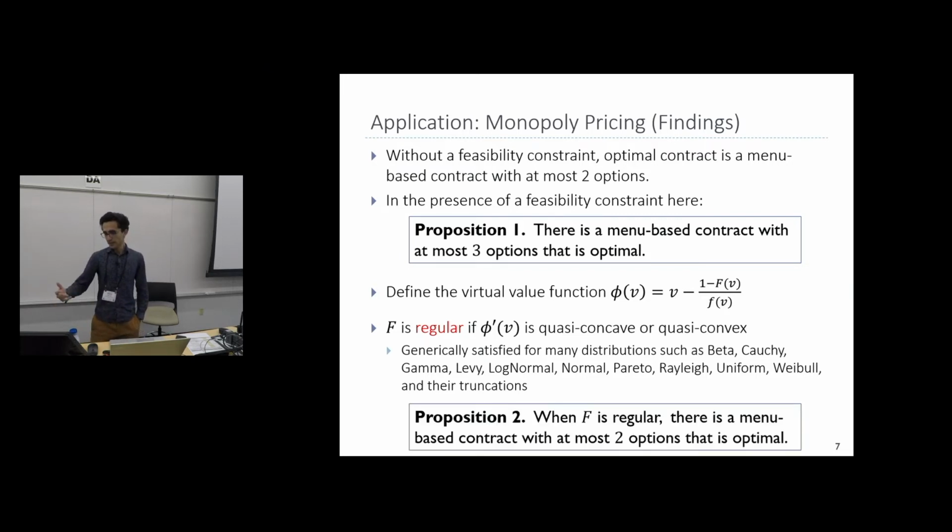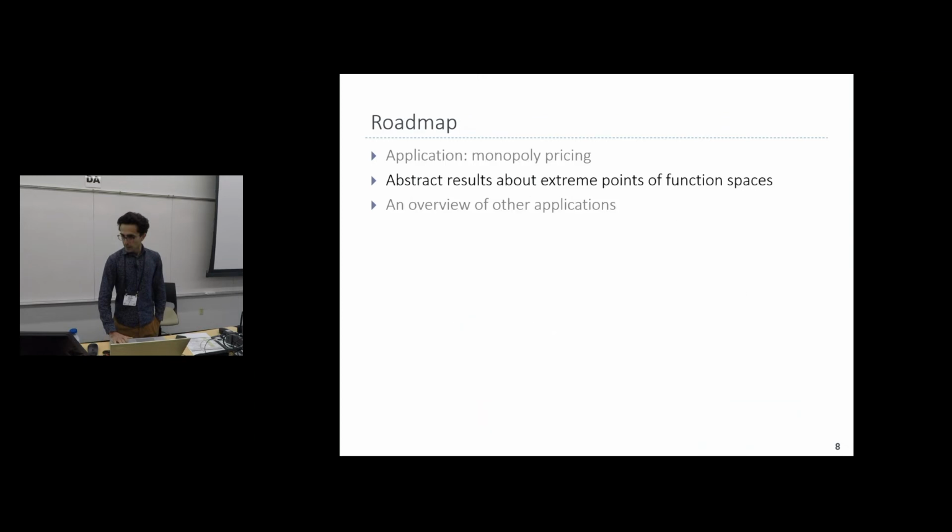And if the condition holds, then like I said earlier, two options will remain optimal, so there is no cost from imposing an additional constraint in terms of complexity of the structure. Okay, so next I want to tell you about the abstract results that drive the analysis in monopoly pricing. And these are results about extreme points of function spaces. And finally, I'll tell you about applications of these results to other economic problems.